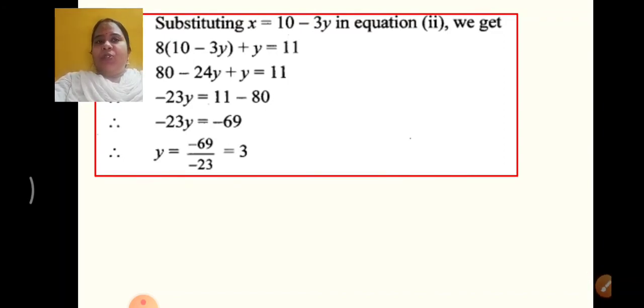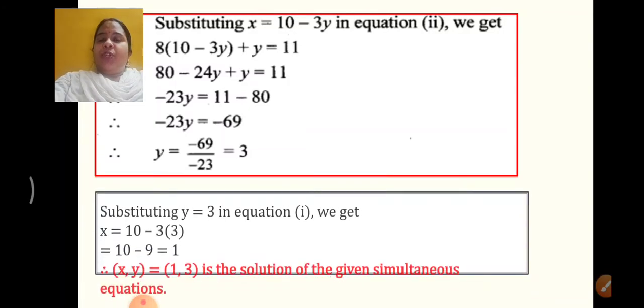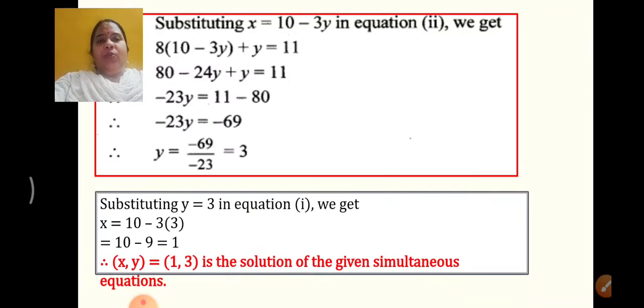First part of the sum is over. I have got the value of y as 3. Now what I have to do? I need to get the value of x also. So I will substitute here y value as 3 and immediately I will get the value of x. I hope you are understanding it. So substituting y is equal to 3 in equation 1. See, I told you I am going to substitute y here as 3.